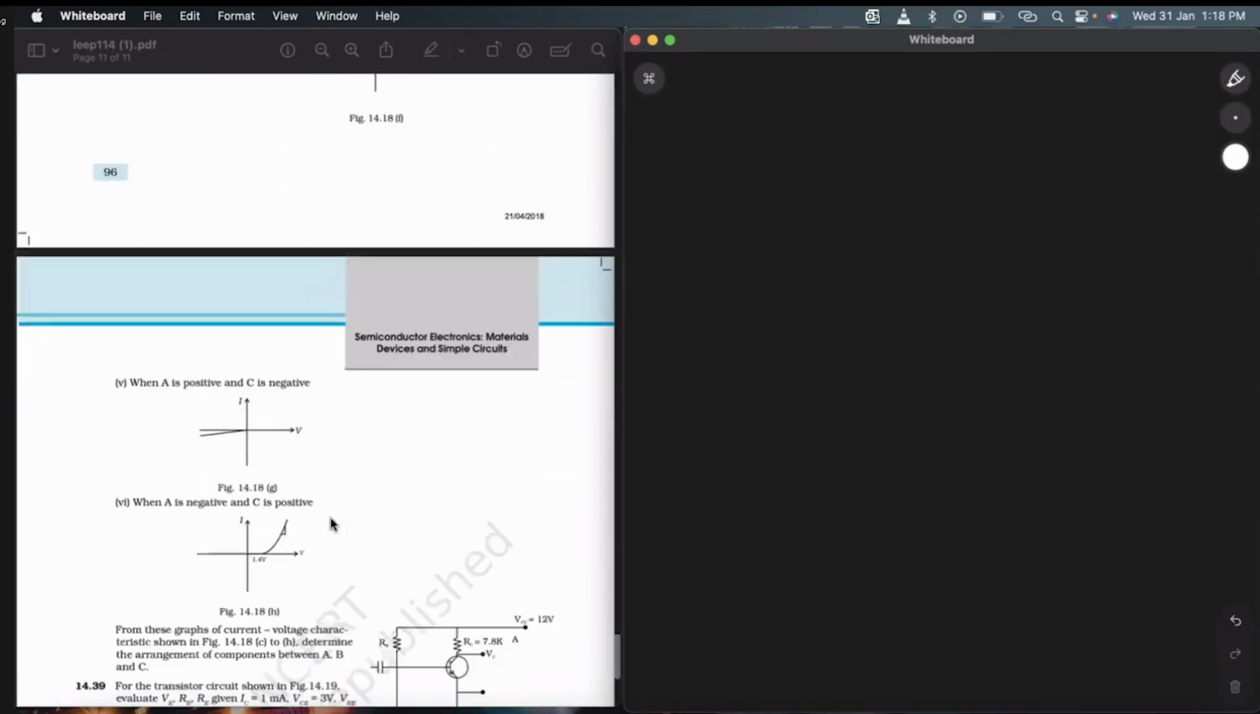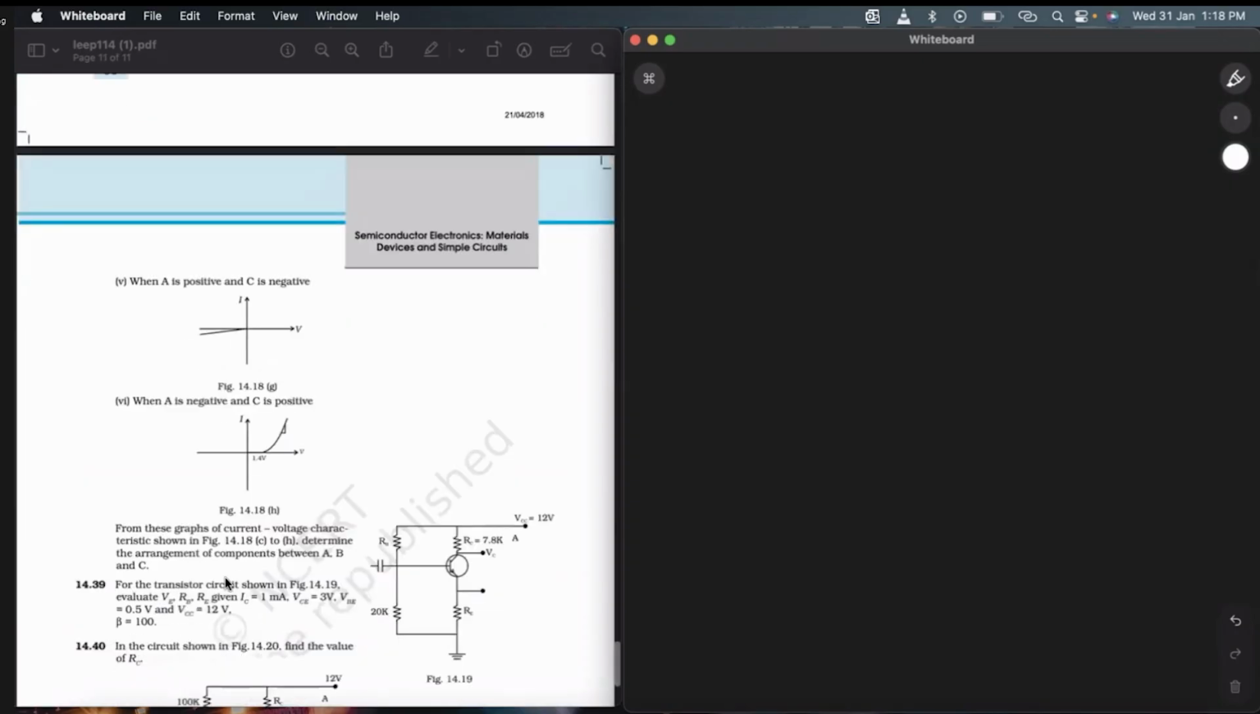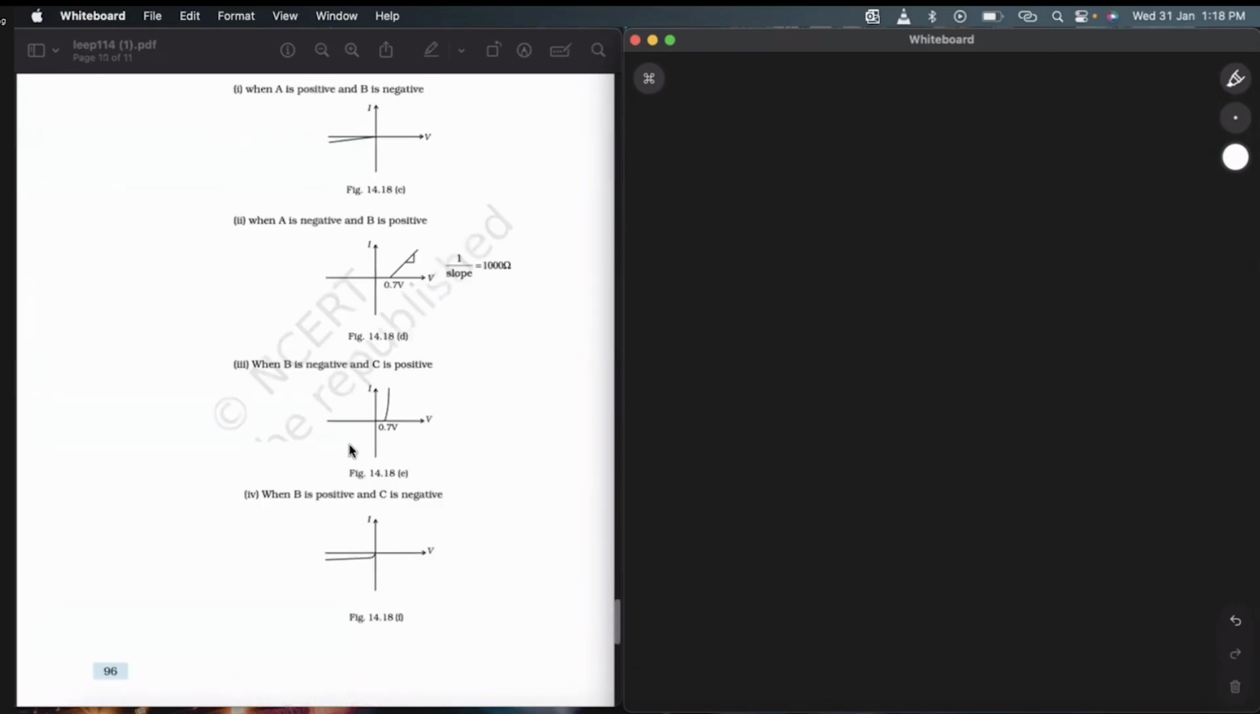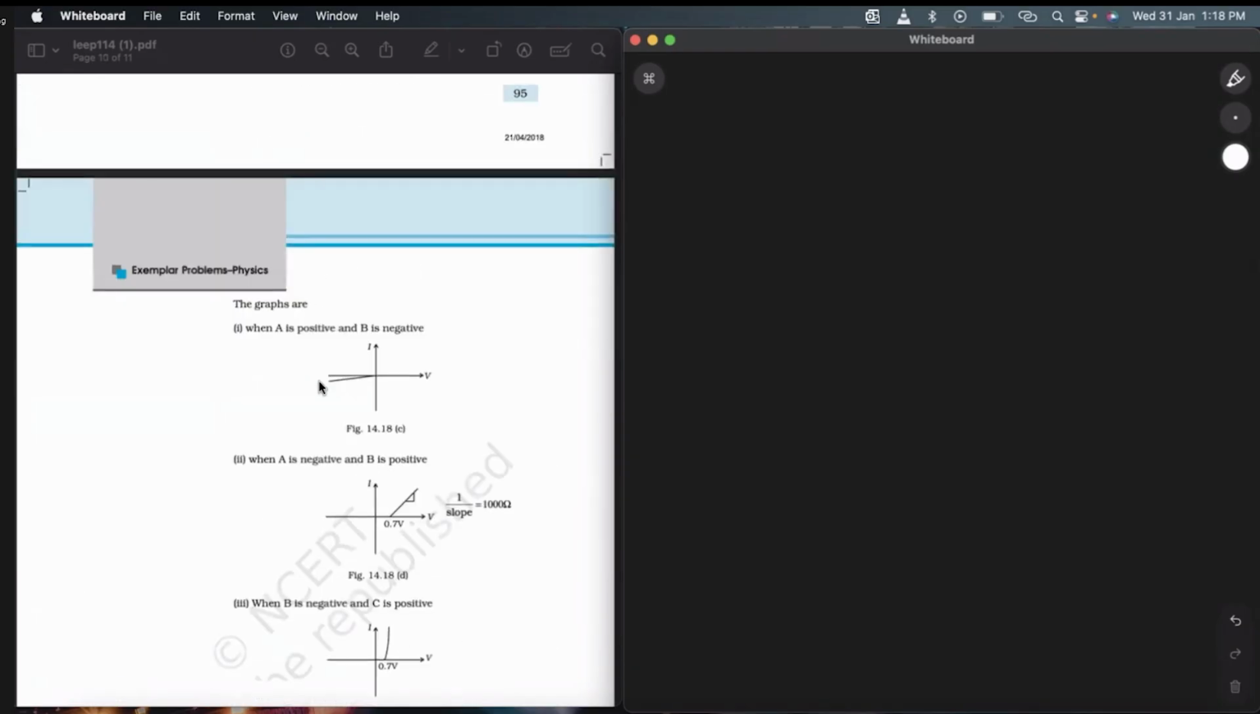Okay. अरे तो ये सिंपली डायोड्स और उनके ग्राफ है. From these graphs of current voltage characteristic determine the arrangement of components between A, B and C. ठीक है. V-I characteristic दी हुई है. इन V-I condition 1 देखो, V-I condition 1 देखो पहले दिस. ठीक है. A reverse characteristic is shown. Here A is connected to N side of PN junction diode and B is connected to P side of PN junction diode and resistance in series.